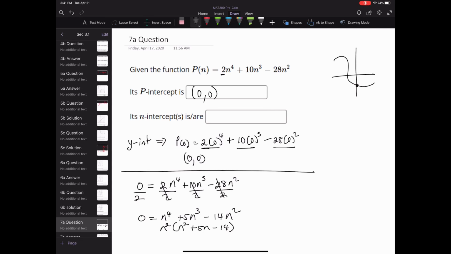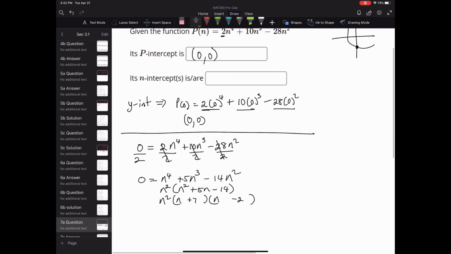Now what can we do? Let's see if we could factor this inside piece. Hopefully we can. n times n will give you that n squared. Negative 14: two numbers that will multiply to negative 14 but add to positive 5 are positive 7 and negative 2, right? You could check that for yourself, but at this stage, I hope that you could factor.